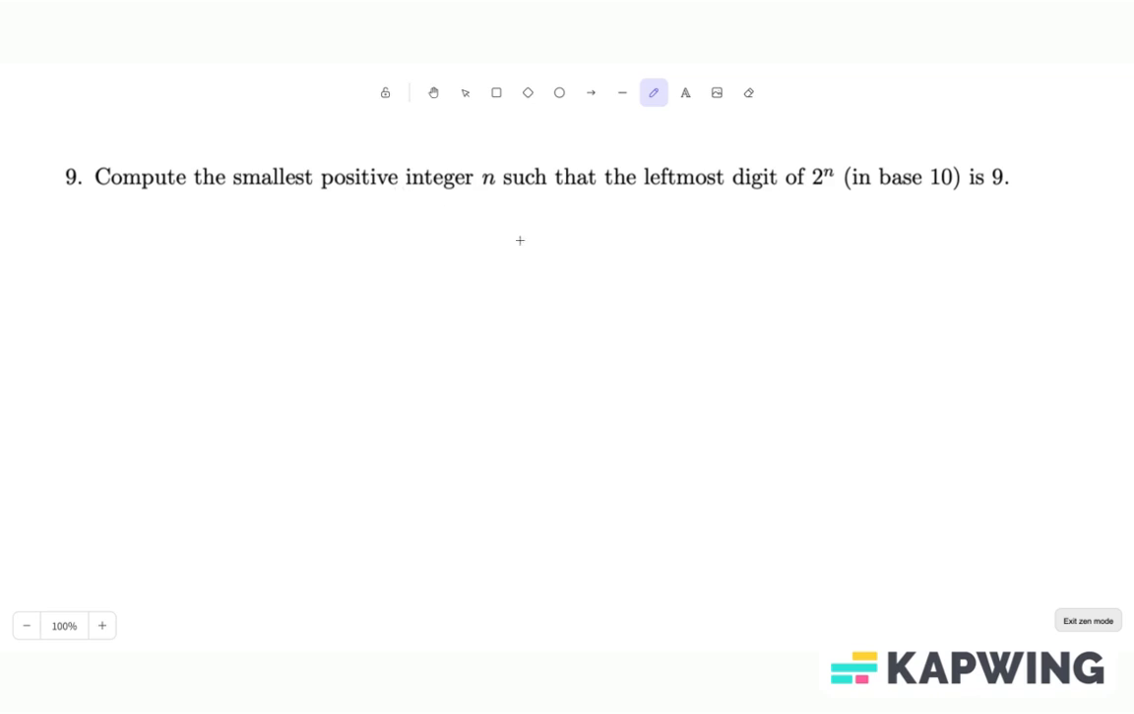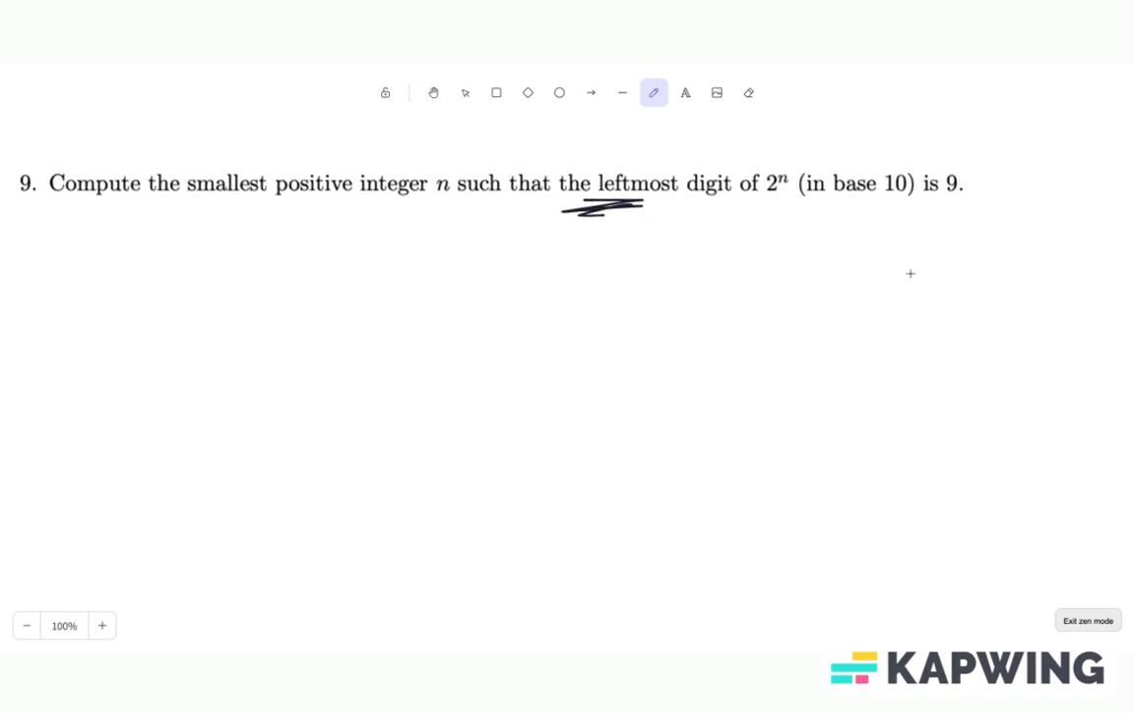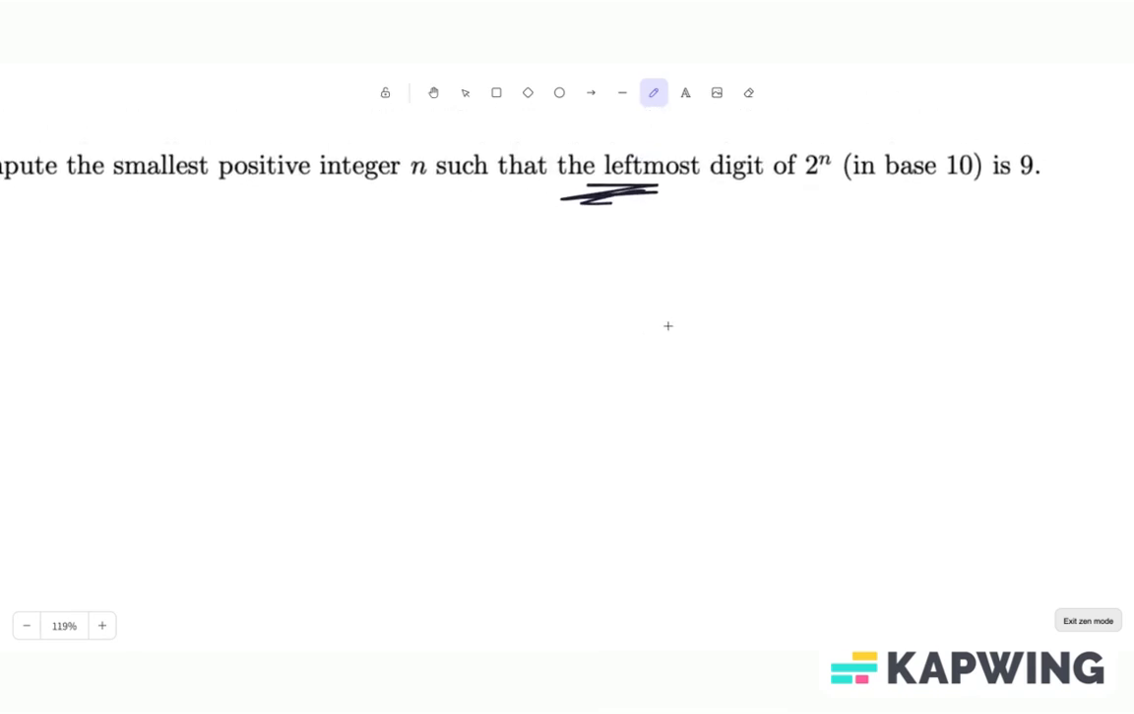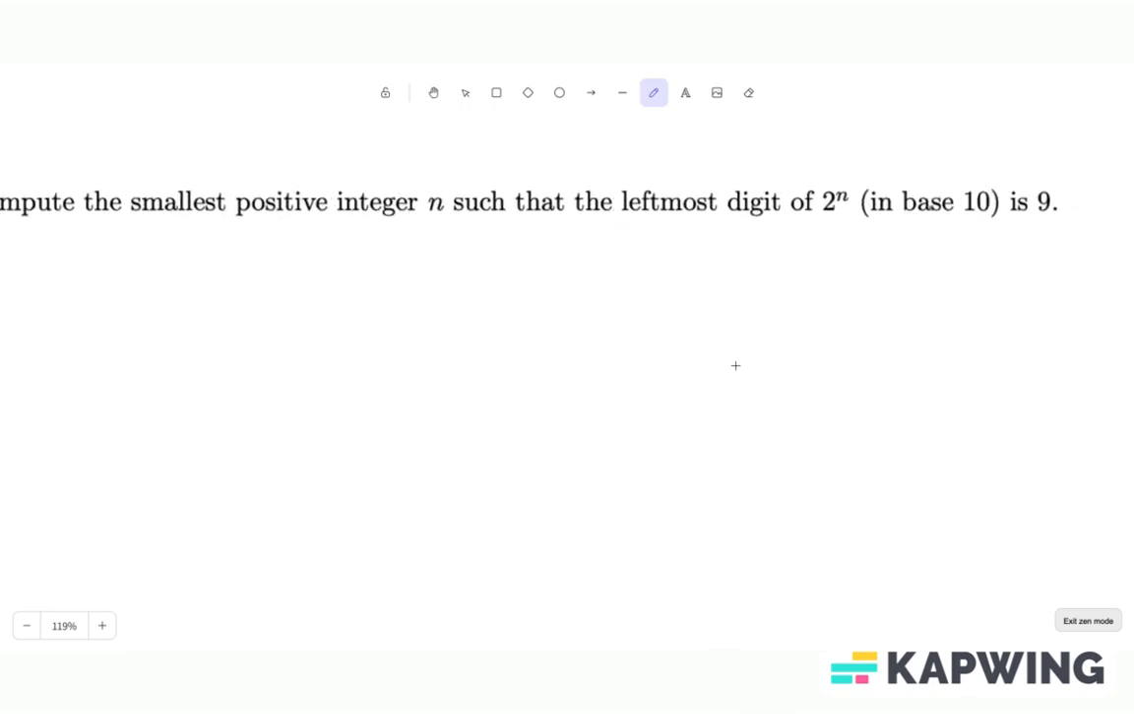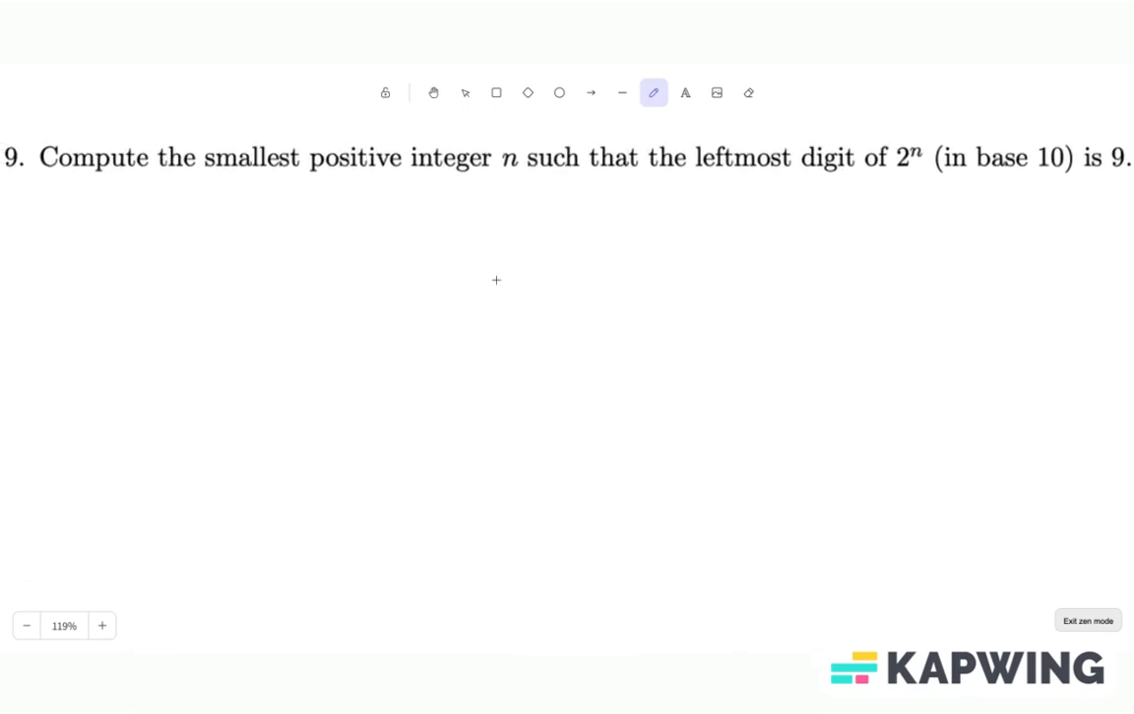So it sounds really simple. Compute the smallest positive integer n such that the leftmost digit of 2 to the n in base 10, of course, is 9. So we have 2 to the n equals something starting with 9. Smallest n. So all we want is to find the n.